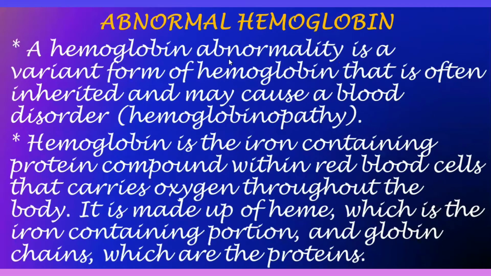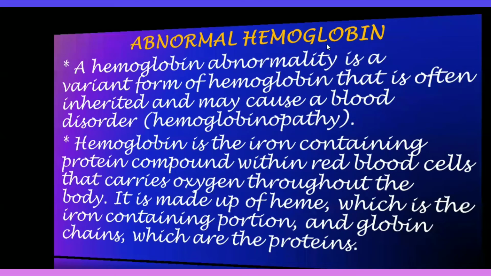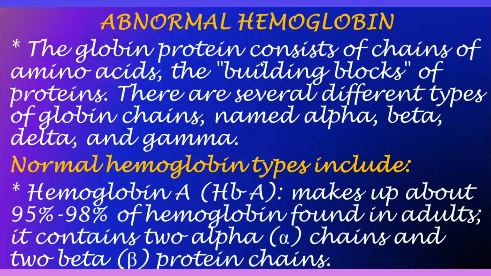Abnormal hemoglobin. A hemoglobin abnormality is a variant form of hemoglobin that is often inherited and may cause a blood disorder, that is hemoglobinopathy. Hemoglobin is the iron containing protein compound present within the red blood cells. They carry oxygen throughout the body. It is made up of heme, which is the iron containing portion, and globin, which are the carrier proteins. They contain protein in it.